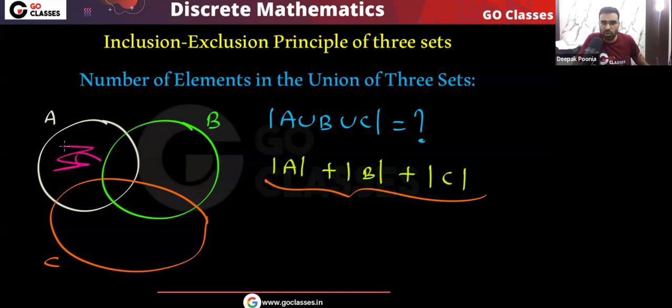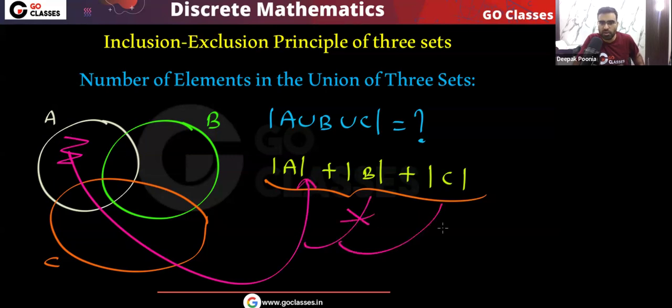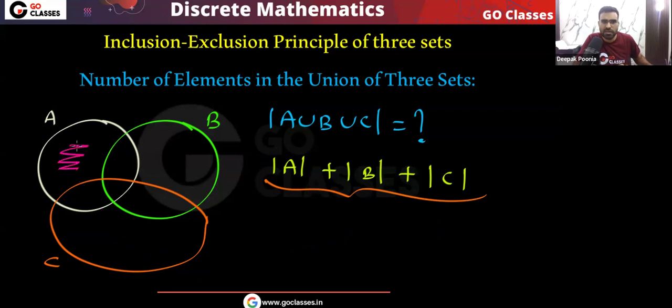You can see by this expression that these elements we have counted only here, because these elements are only in the set A. They do not belong to set B, and they do not belong to set C. So this area we have counted only one time. I can write that these elements I have counted one time.